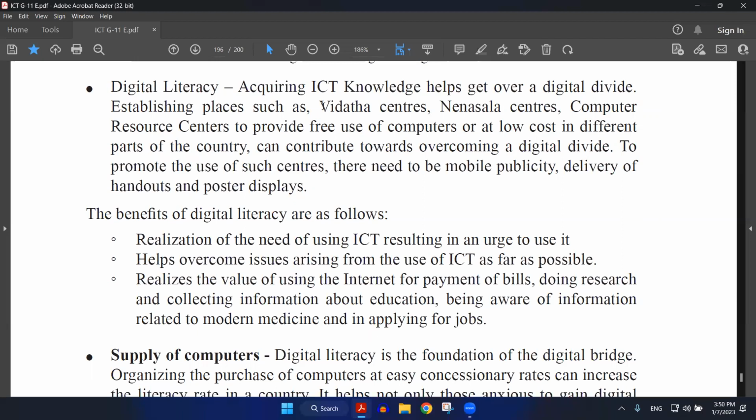We have these Vidatha centers, Nanasala centers, CRC, Computer Resource Centers, to spread ICT knowledge island-wide, right? They will introduce new courses, they will introduce new technologies into the country, and they show you the job opportunities that you can find through ICT. So people will tend to move to those centers to grab the ICT knowledge. Right? It's one way of bridging it.